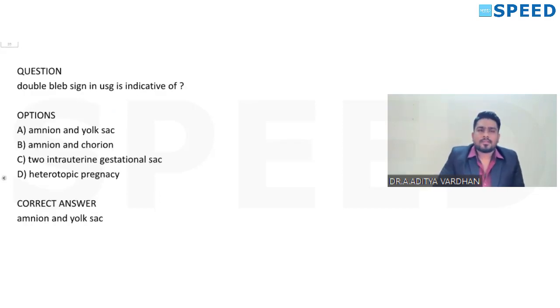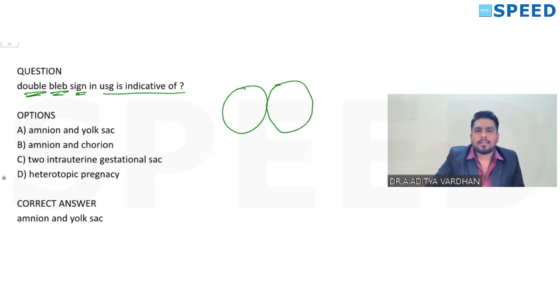Okay. Next question is: double bleb sign in ultrasound is indicative of. So what is this double bleb, sir? That means it appears like this in an image, in an ultrasound. The four options given are amnion, yolk sac, amnion and chorion, 2 intrauterine gestational sac, heterotopic pregnancy.